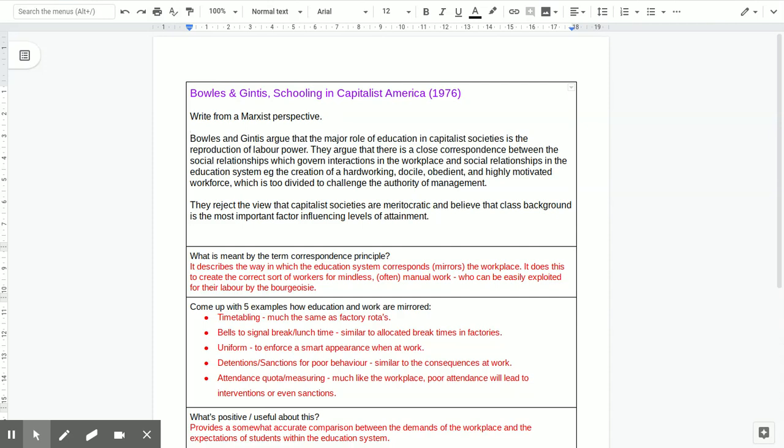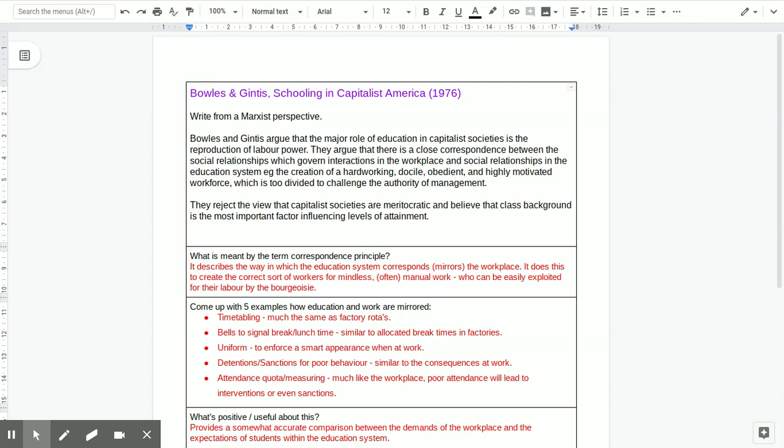Because there's no use learning these case studies unless you understand the perspective that they're coming from. Okay, so Bowles and Gintis, however you want to say it, they basically talk about what the school's for, the function of education. They say that all schools are really doing is providing the bourgeoisie, or capitalist society, with new sets of workers year by year. It's like a factory production line. Okay, that's basically what I'm talking about.